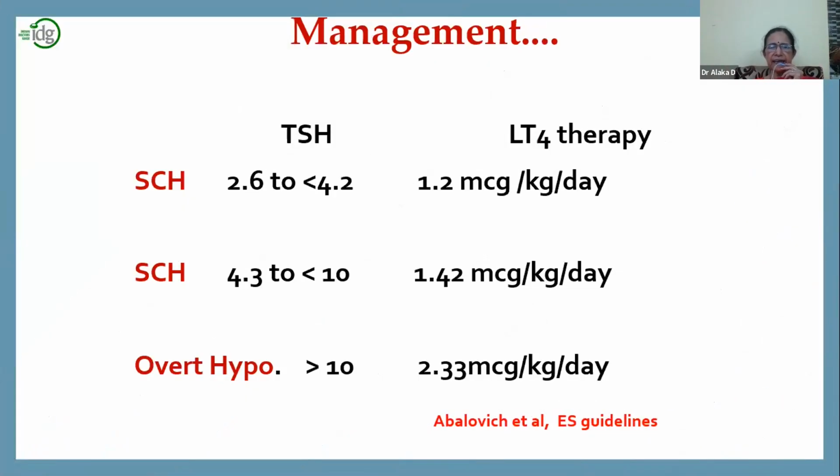So subclinical hypothyroidism, we treat 2.6 to less than 4.2. We give 1.2 micrograms per kg per day. Then 4.3 to less than 10, 1.42 micrograms. Overt hypothyroidism, more than 10, the dose is 2.33 micrograms per kg per day. Remember, keeping the fetus in mind, we have to give the thyroxine slightly higher to the pregnant mother. Okay, so subclinical hypothyroidism, I told you the dose, and overt hypothyroidism, I told you the dose.